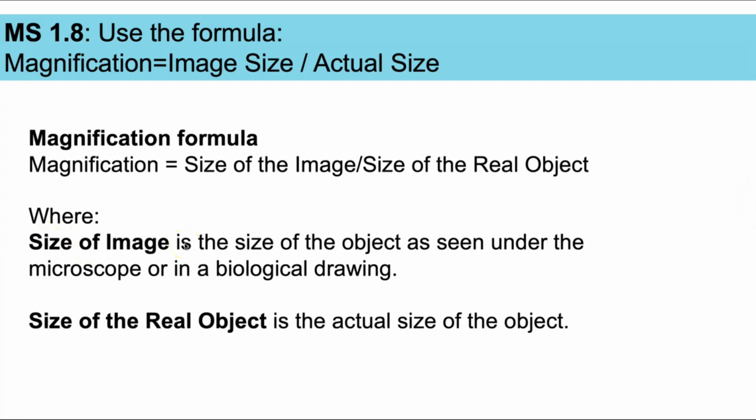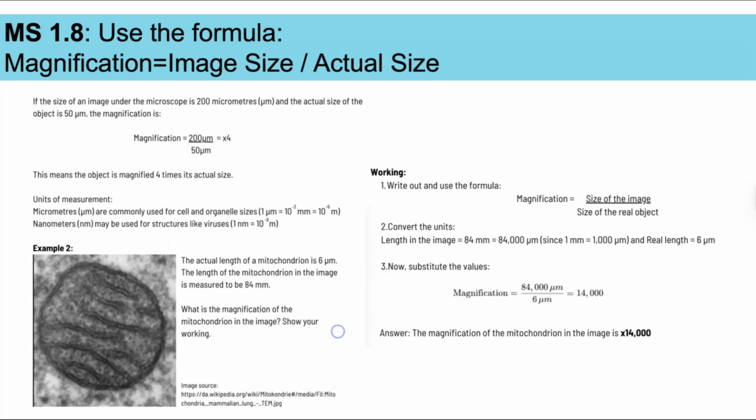the size of the object in the actual microscope image, whereas the size of the real object, or actual size, is the real life size of the structure you're looking at, which is probably a cell or an organelle in the cell. So we've got an example here. If the size of an image under the microscope is 200 micrometers, the actual size of the object is 50 micrometers, and the magnification is, this time we'd do 200 divided by 50, and that would tell us that the magnification is 4 times. So we can see just using that formula and the data that you were given.